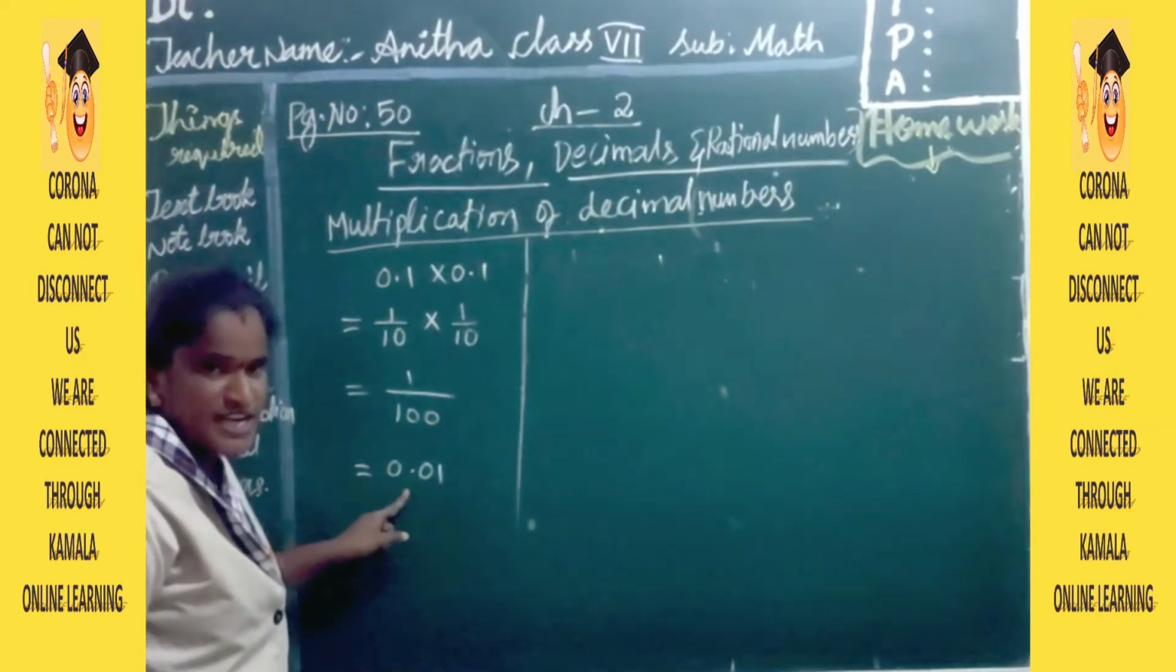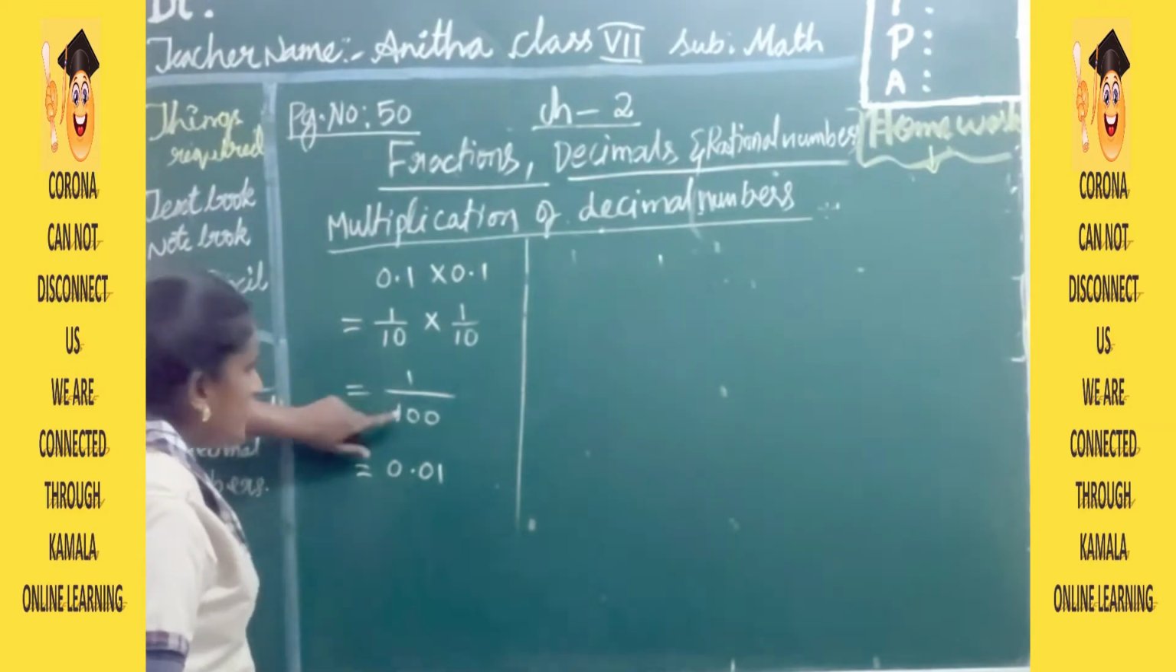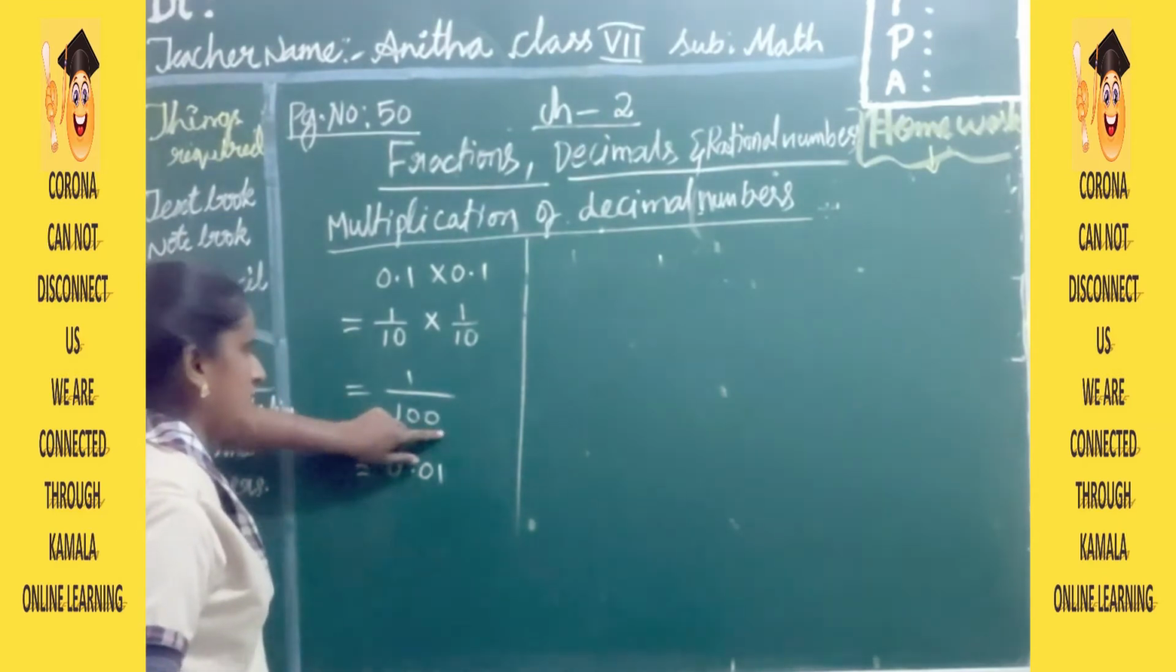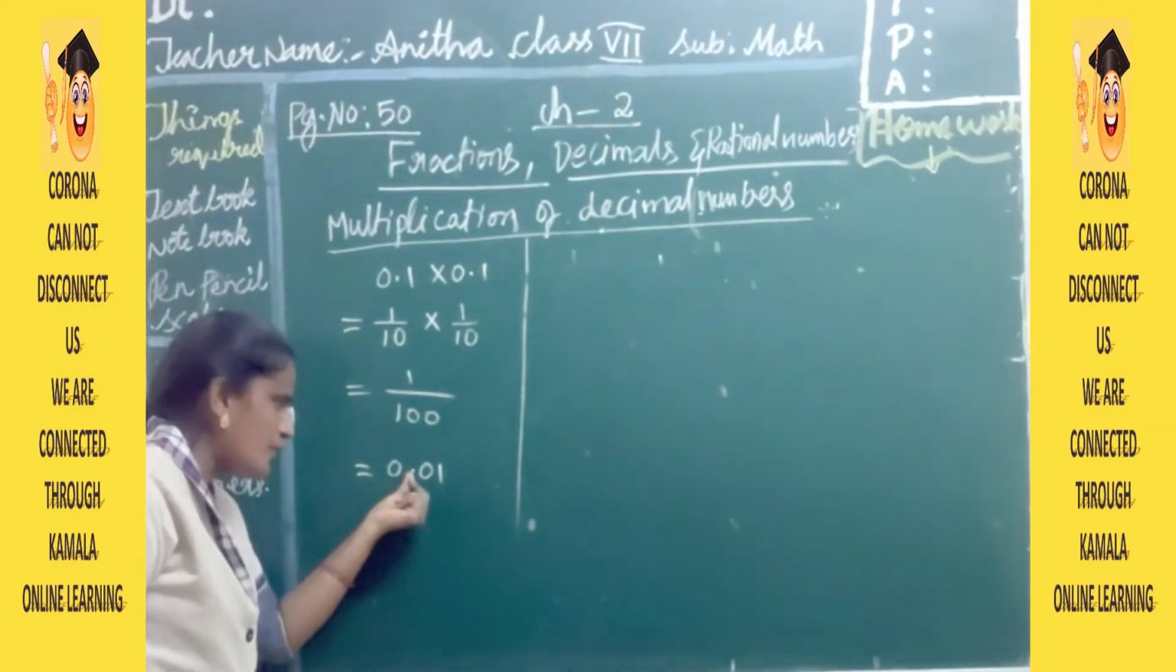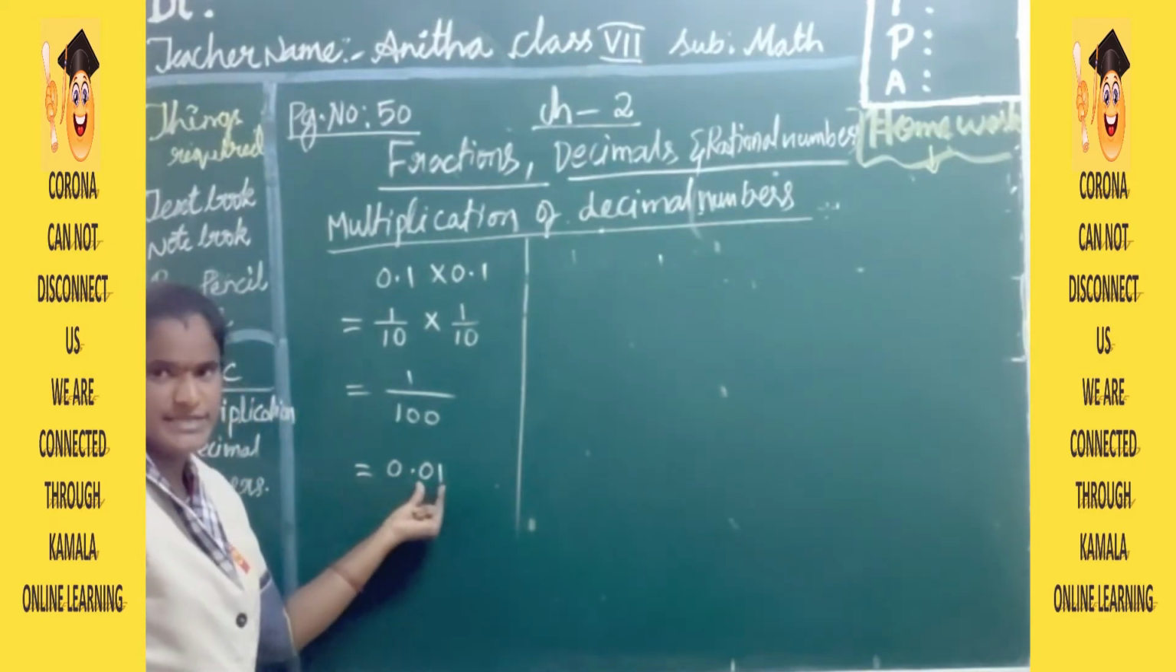Have you understood this answer, children? Simple. In the denominator's place 2 zeros are there. That's the reason after the point you will get 2 digits.